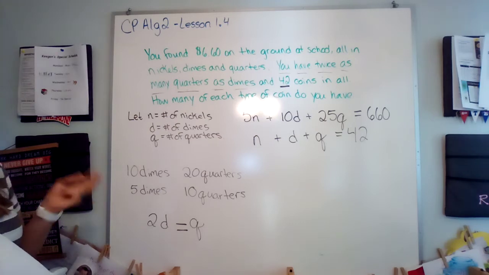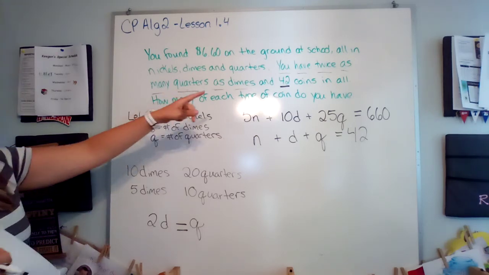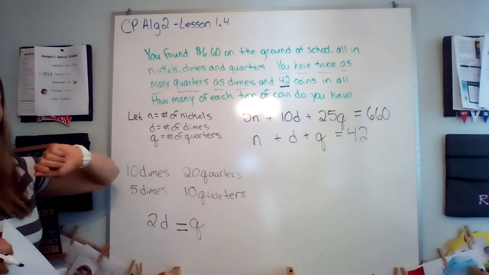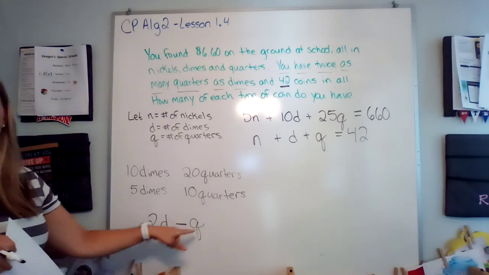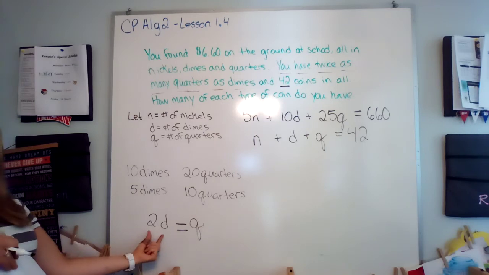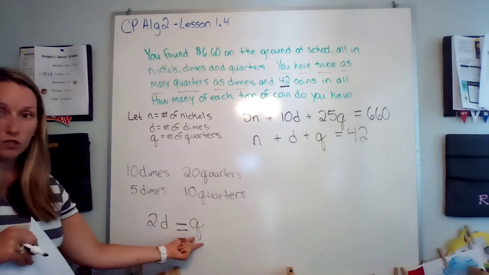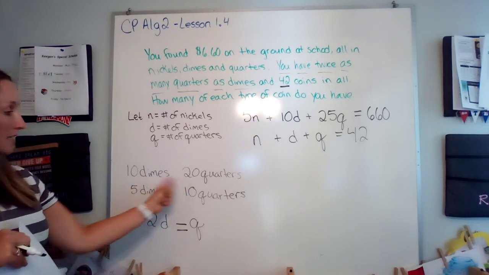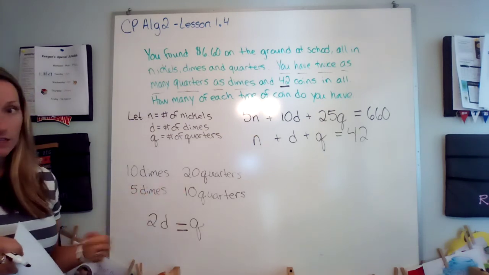So it's kind of opposite of what you might intuitively think, because here it says you have twice as many quarters as dimes. A lot of students want to write 2q equals d. Well, that's not right. It's 2d equals q. You have to double your dimes in order for it to equal your quarters. Okay, think about that again, and think about the examples I wrote, and it will make sense.